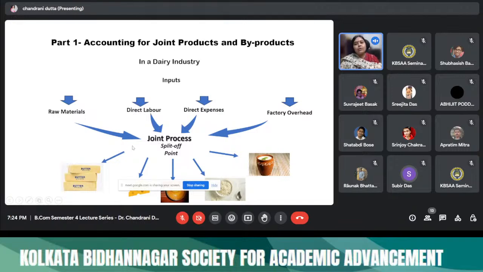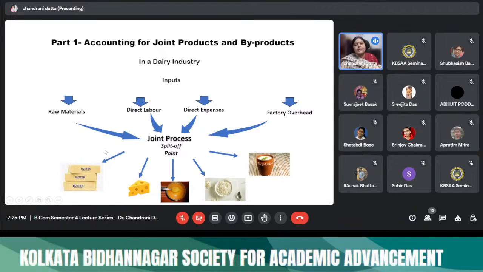Intermediate means the product is not yet fully complete, but you get an intermediate product which, if processed further, will give me butter. You get another intermediate product which, if I process further, I will get cheese. I get an intermediate product 3 which, if processed further, will give ghee. So these three products that you are getting are joint products: butter, cheese, ghee.